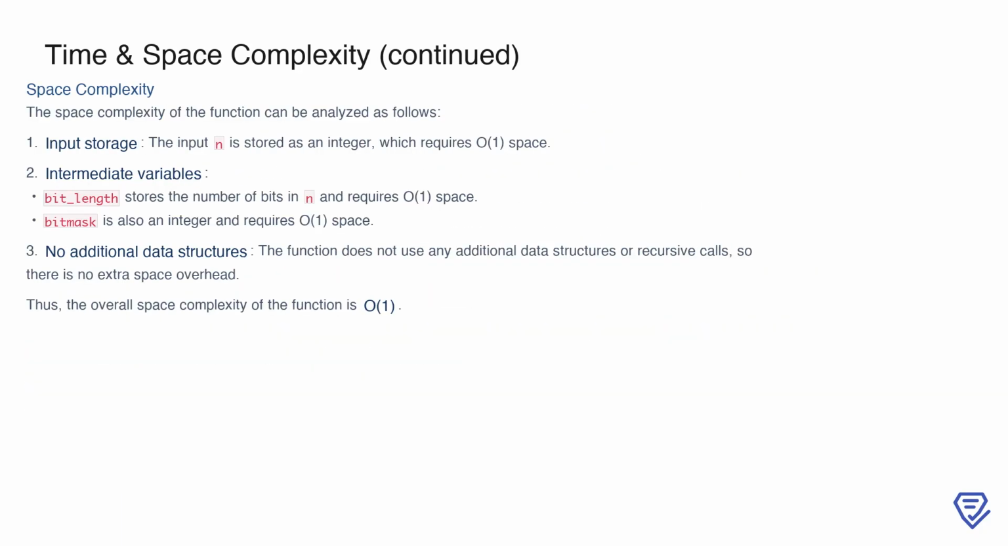Now, let's look at the space complexity of the bitwise complement function. The input n is stored as an integer, which takes constant space, or O(1). Additionally, the intermediate variables used in the function, bit_length and bitmask, are also integers, each requiring O(1) space. Importantly, the function does not create any additional data structures, such as arrays or strings, nor does it use recursion, which means there is no extra memory overhead. As a result, the overall space complexity of this implementation is O(1).